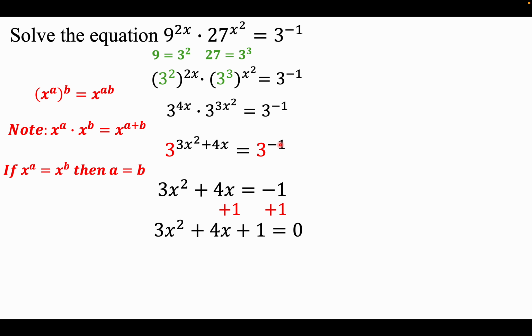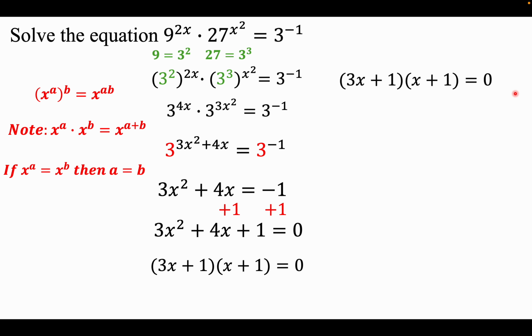Add 1 to both sides. And then we're going to factor this. So 3x squared plus 4x plus 1 factors into 3x plus 1 and x plus 1. Well, let's continue on this side here. Now, since the product of those two factors is equal to 0, at least one of the factors has to be equal to 0. That's the zero product property.